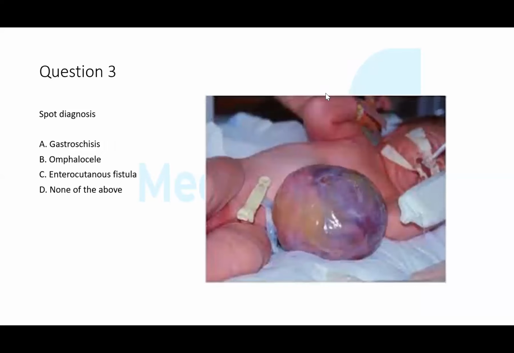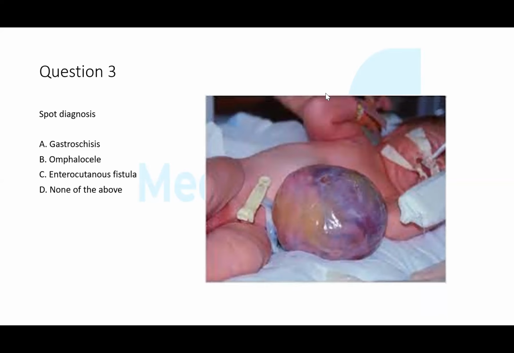Okay, so spot diagnosis, they're asking us a question here. Is this gastroschisis? Is this omphalocele? Is this enterocutaneous fistula? Or is none of the above? So usually it's just between two of them here, gastroschisis and omphalocele. It's definitely not enterocutaneous fistula. And it's one of the above, so it's not none of the above.